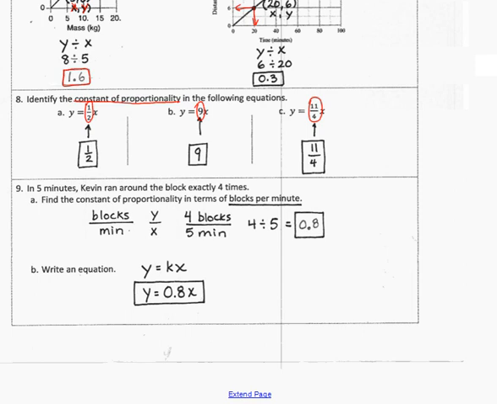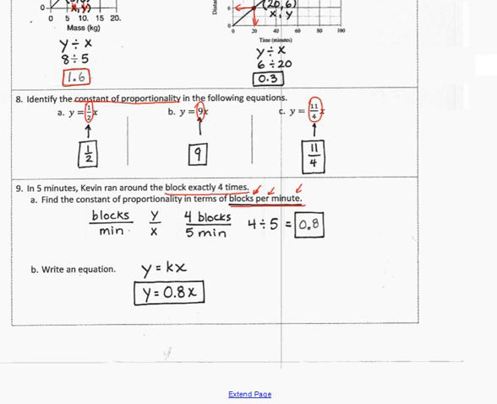Number 9. We want to calculate the constant of proportionality in blocks per minute. Remember that the first item is the y value in the top of the fraction. Per is the fraction bar, and the second value is the denominator, or the x value. So we have blocks over minutes. We have 4 blocks and 5 minutes. 4 divided by 5 is 0.8.